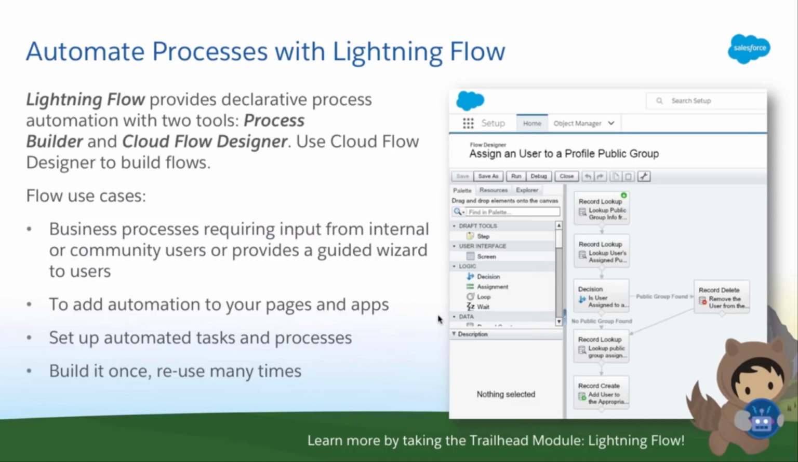So over to the right in the screenshot is the Cloud Flow Designer. And we have the canvas that has the flow that we're going to step through in a little bit. And then we have these tabs here. The palette allows you to drag and drop things like decisions, record lookups, screens. Resources allow you to set variables, which we'll talk about in the next slide. And then Explorer is everything you've configured in your flow.